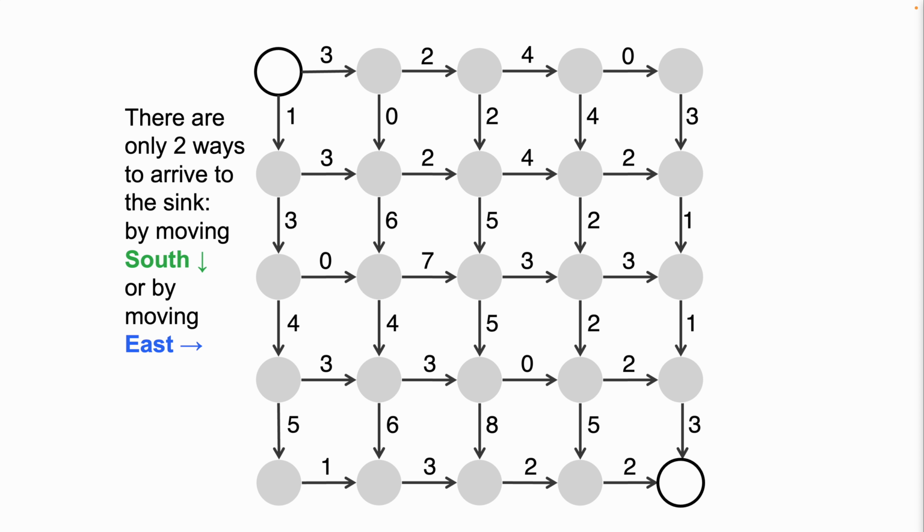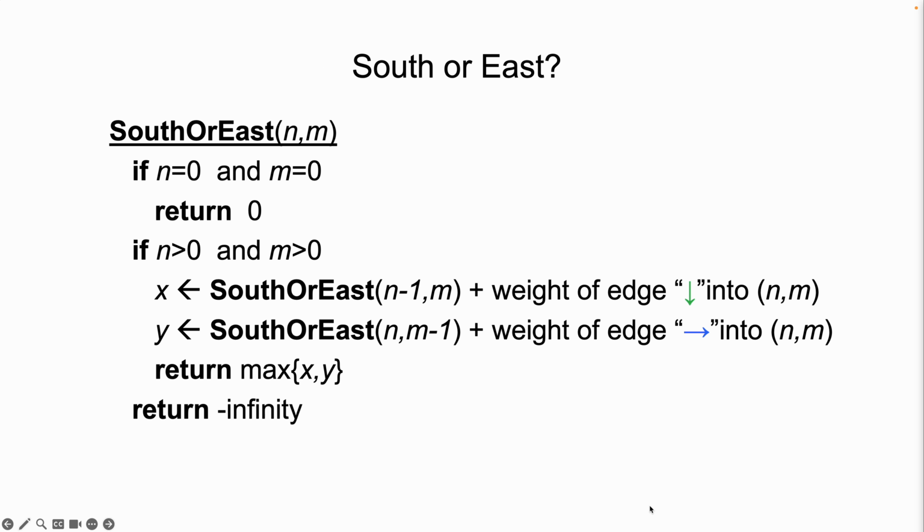Okay, so how does this apply to our longest path problem? We can only move south and east, right? So we have to end up moving into this node by either moving down or to the right. This is what the algorithm looks like. If we start out at n and m is 0, that's the node up in the top corner. So that's just going to be a starting value of 0. That's all the first if does.